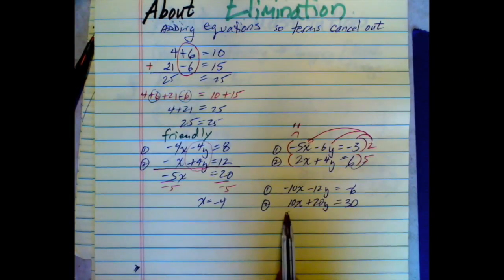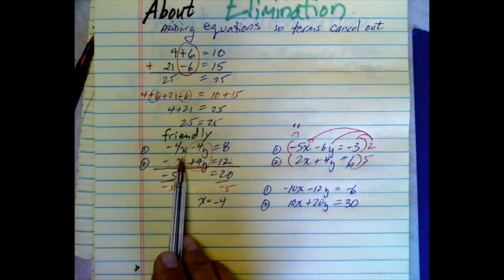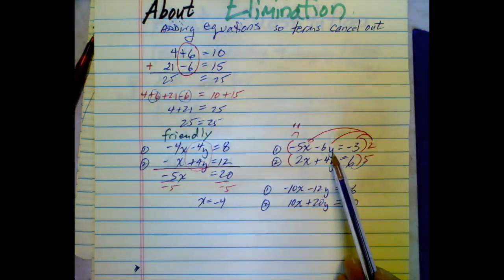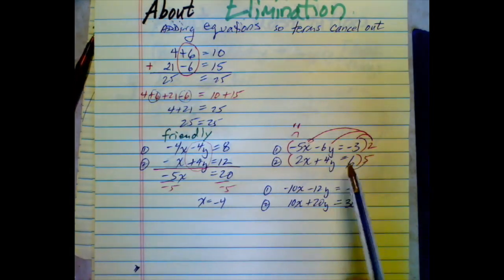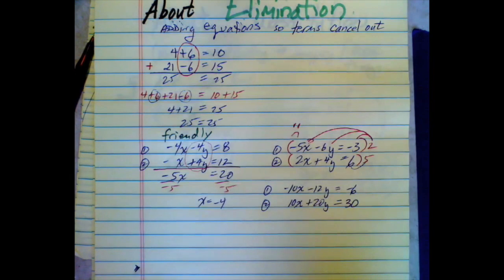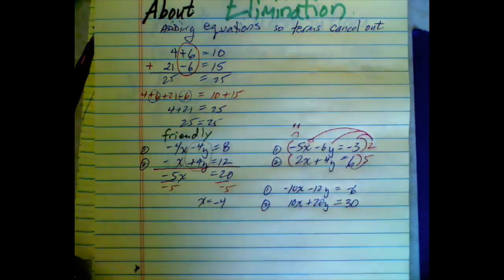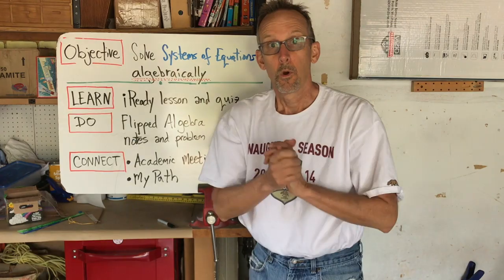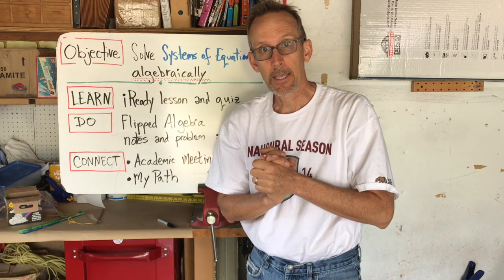And now I've set up a situation like my friendly one. I've turned this into friendly. But I could have focused on the y as well, and I could have multiplied things through so the y drops out. But here are the two situations you're going to have to face in the elimination method. Okay, I hope the examples helped.